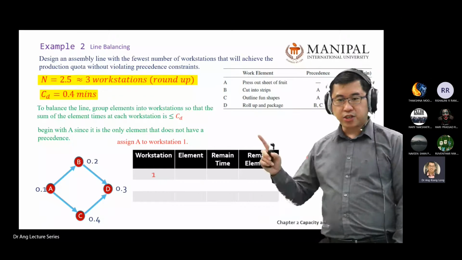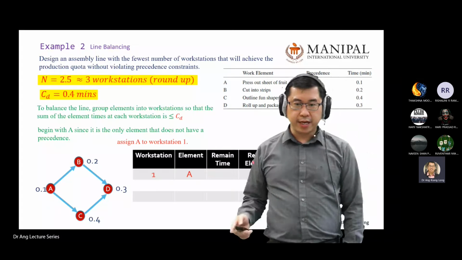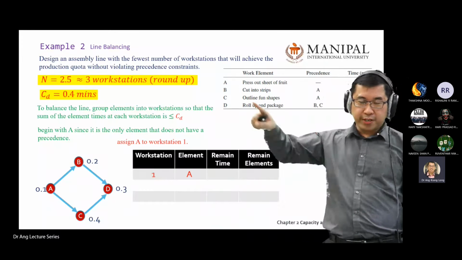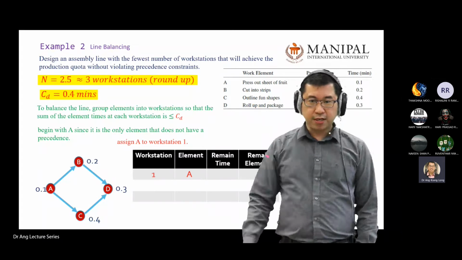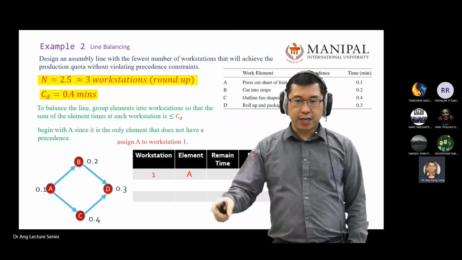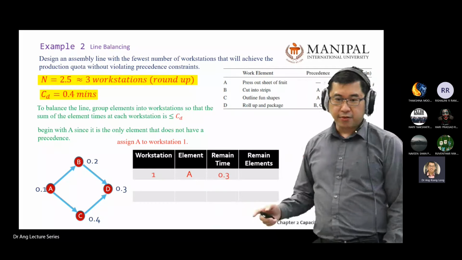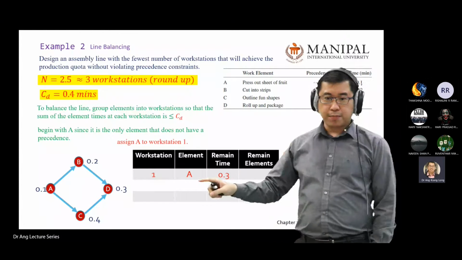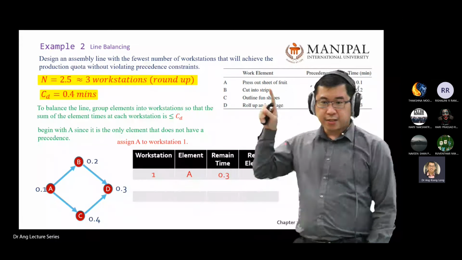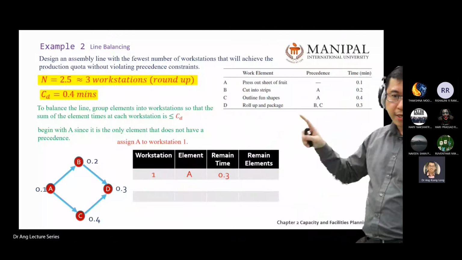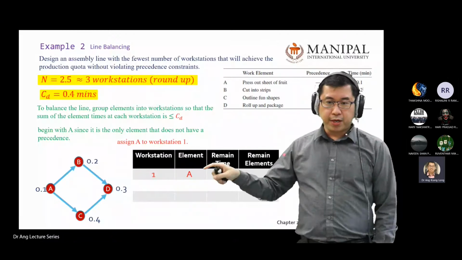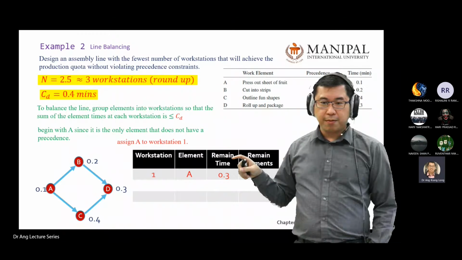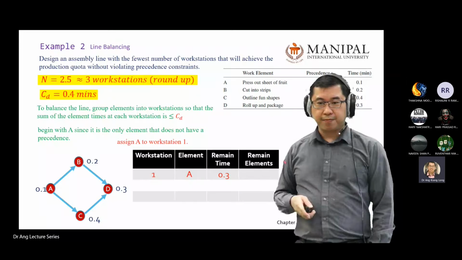I assign station 1 to element A, meaning I lock the area in the factory. I put station A inside there. Remaining time is 0.3, because station 1 time needed is 0.1. So if I put A in the workstation there, I still have 0.3 minutes to play.